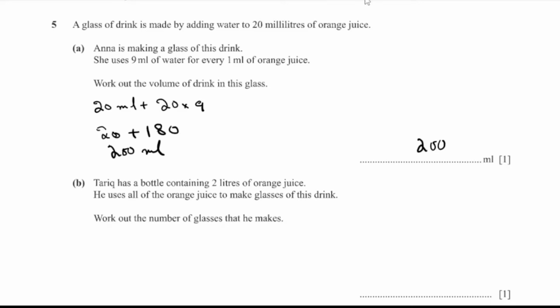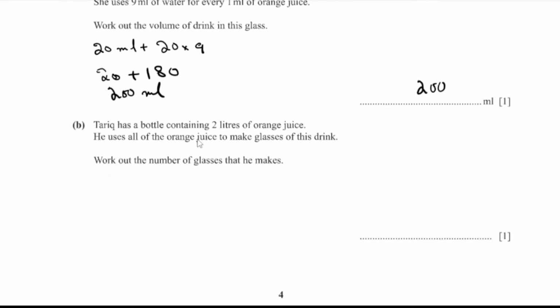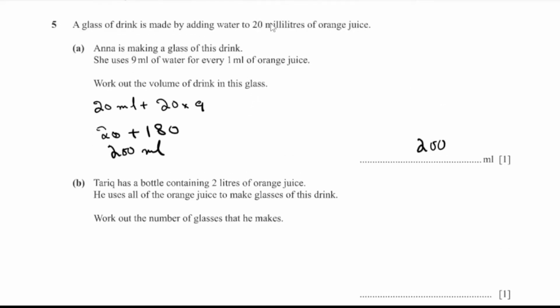Okay. Tarak has a bottle containing 2 liters of orange juice. He uses all of the orange juice to make glasses of this drink. Work out the number of glasses that he uses. 2 liters. Okay, so 20 ml for 1 glass. How many 20 mls are in 2 liters? So this is very simple.